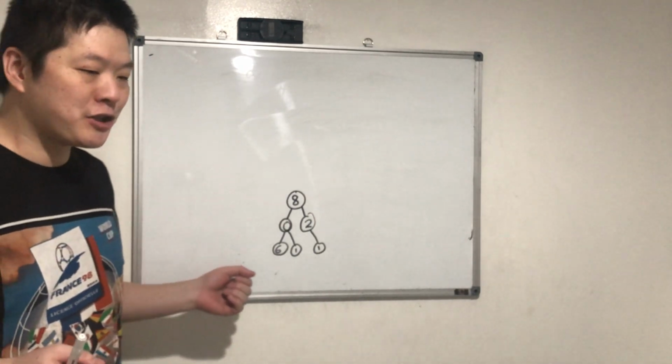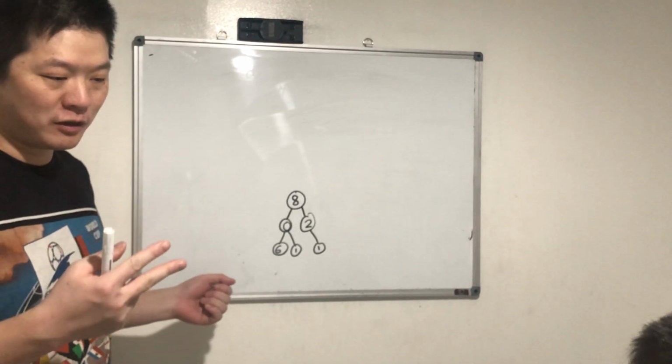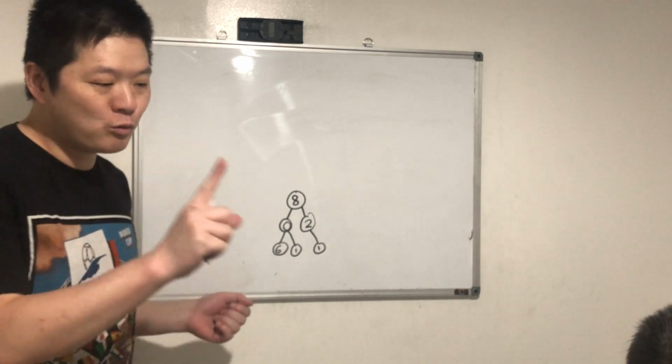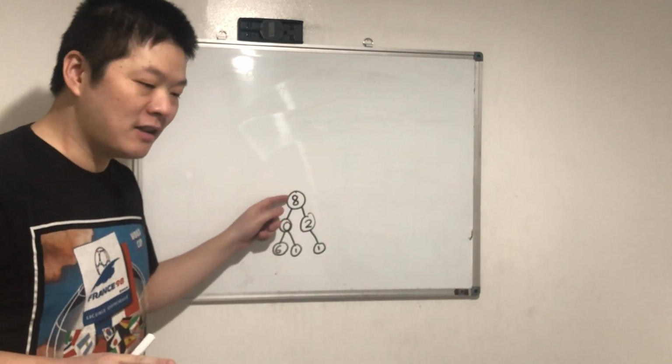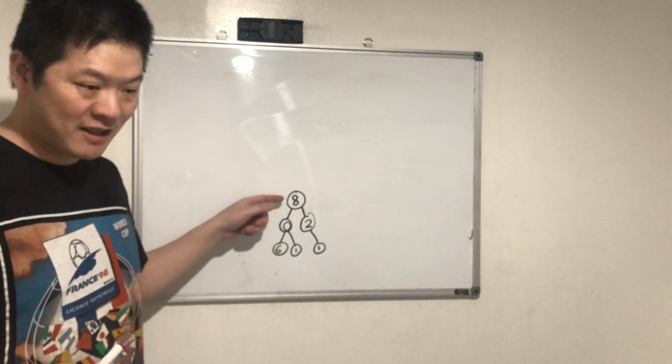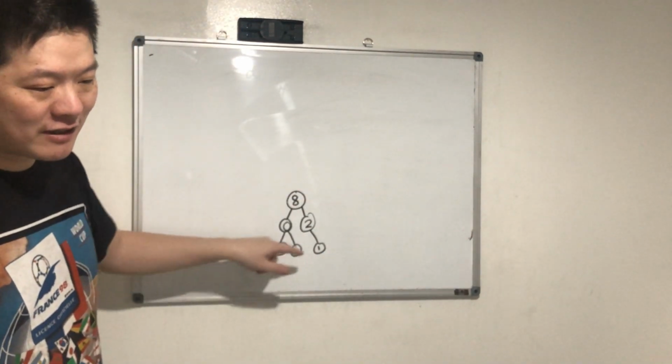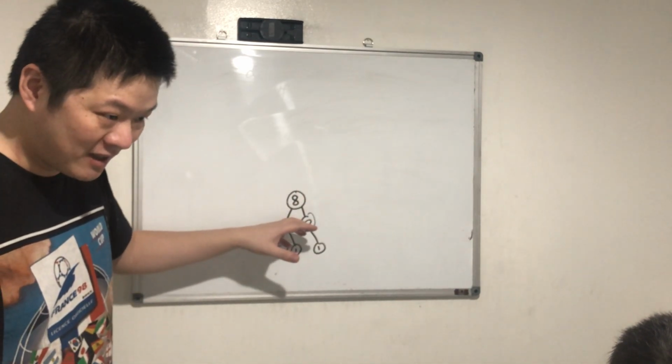So that means that each node could have at most 2 kids, right? And each node could have at most 1 parent, except the root, which doesn't have parents. Does it make sense? And the binary tree does not have cycles. Alright? Does it make sense?